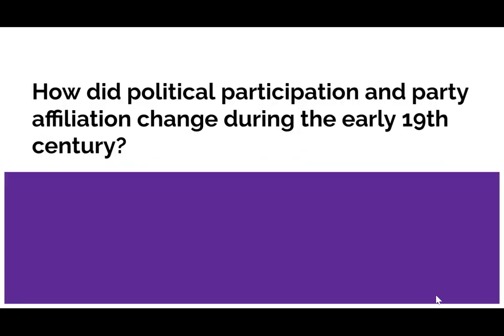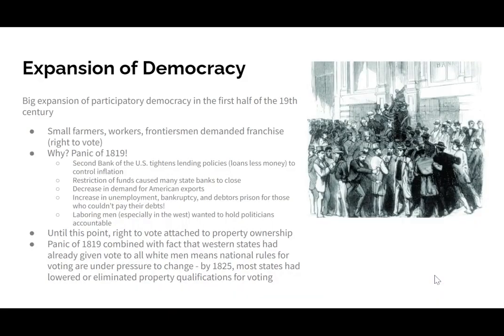So let's get started. Starting with, how did political participation and party affiliation change during the early 19th century? In the early 19th century, we see a pretty significant expansion of democracy, participatory democracy. Small farmers, workers, and frontiersmen increasingly are demanding franchise, or the right to vote. And a lot of this happens because of the Panic of 1819.